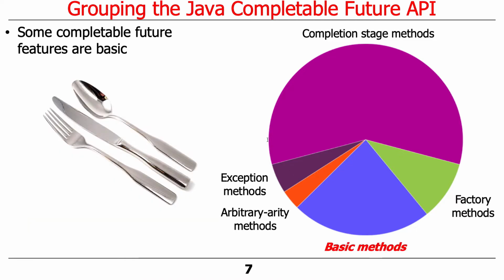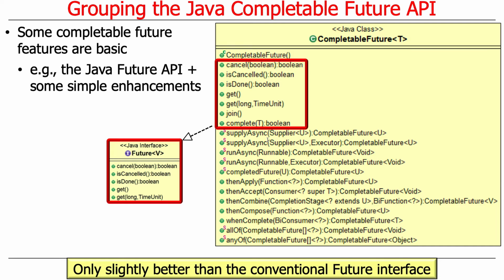So let's talk about the 5 different categories. Some of the methods provided in the Completable Future API are very basic. And if you already know Java Future, then you pretty much have this part of Completable Future. If you take a look, here are the methods defined on the Future interface. And here are the corresponding methods defined on Completable Future. And that's because Completable Future implements Future. So of course, it's going to inherit those methods.